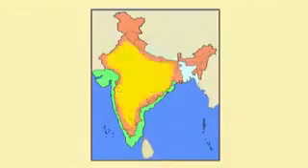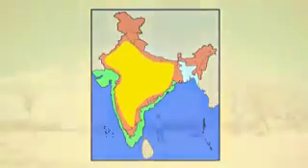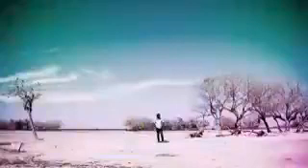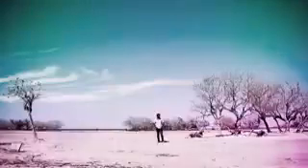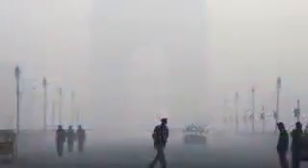As the distance from the sea increases, the moderating influence of the sea also decreases, and the people experience extreme weather conditions. This is known as continentality. That is, it would be very hot during summer and very cold during winters. It would be very hot during day and cold during night.